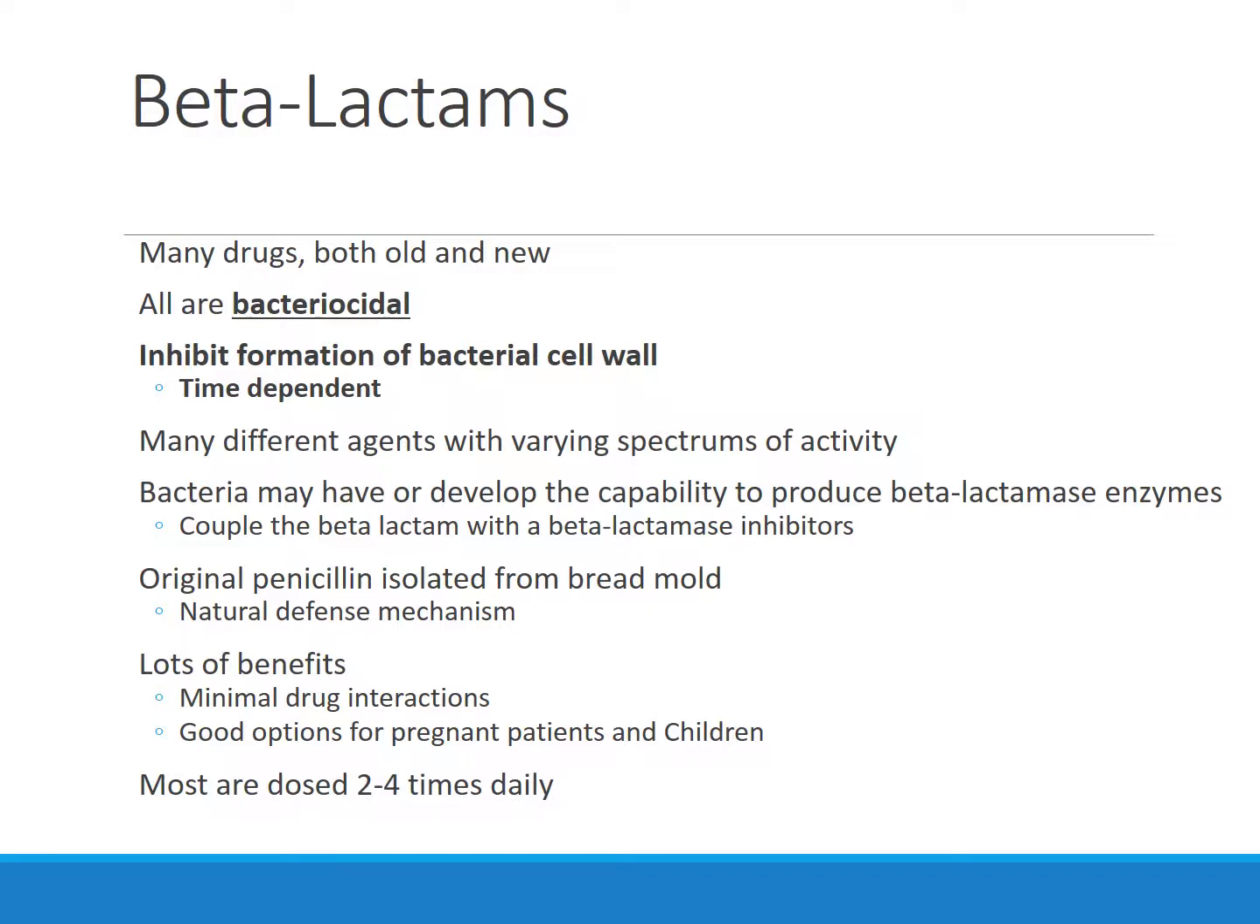The problem is most are dosed at least 2 to 4 times daily, so not the most convenient drugs in the world, but at the same time, again, the side effect profile of them is pretty mild for the most part. So you get a well-tolerated drug with maybe the trade-off of a slightly higher frequency dosed medication.